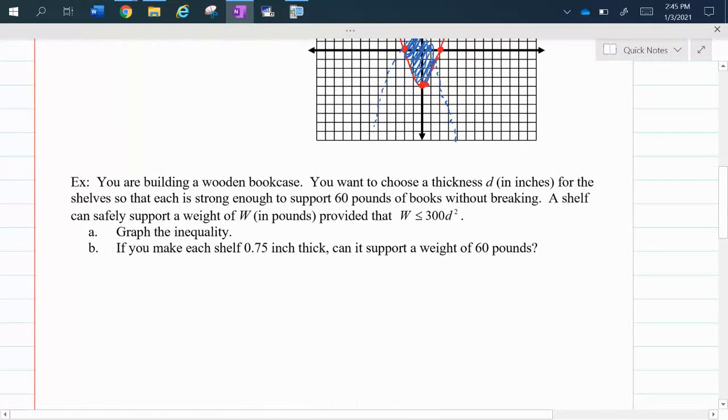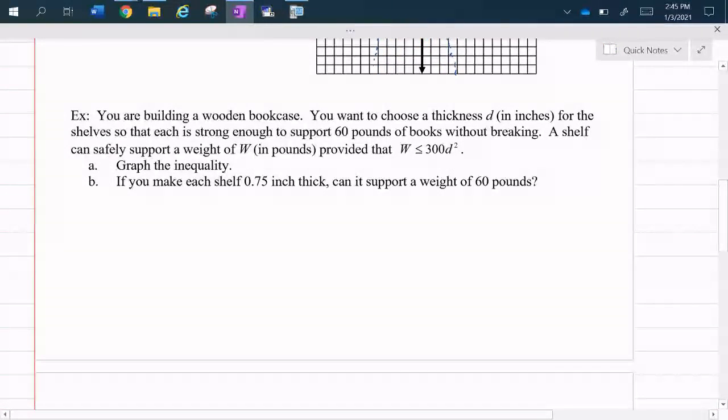Okay, so the next problem says you're building a wooden bookcase. You want to choose a thickness, D, so D is the thickness of the shelf, so that each is strong enough to support 60 pounds of books without breaking. A shelf can safely support a weight of W in pounds, provided that W is less than or equal to 300 D squared. So W is the weight, and D is the thickness of the shelf. So I don't think we need to graph this inequality. I think we know what it would look like.